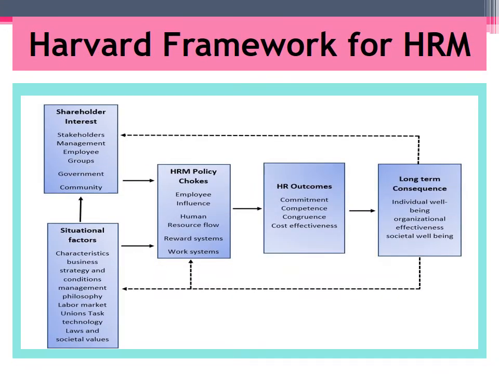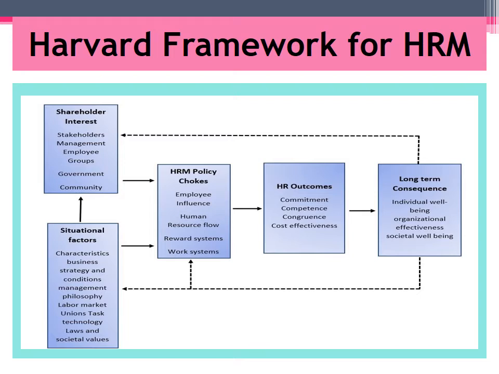You can see in this diagram, very first there are stakeholders' interest. The stakeholders' interest are comprised of shareholders, management, employee groups, then government, and then community. Then comes human resource policy. It includes employee influence, human resource flow, reward systems, and work systems.